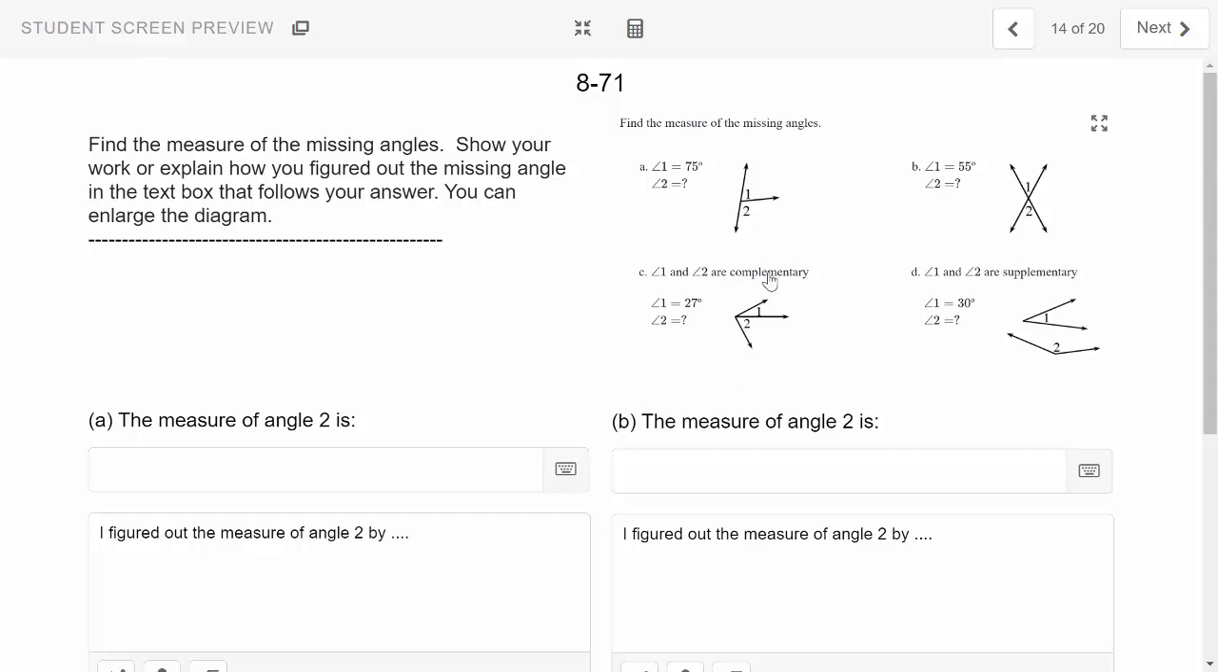Problem C, these are complementary. What do those add up to again? Maybe go look. So I want to know angle 2 if this is 27. And angle D, these are supplementary. If angle 1 is 30, what's angle 2? So you need to go look at the definitions for those words, fill in the answers, and tell me how you figured it out. Go ahead and pause the video and do that, please.